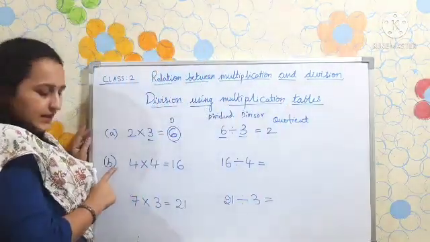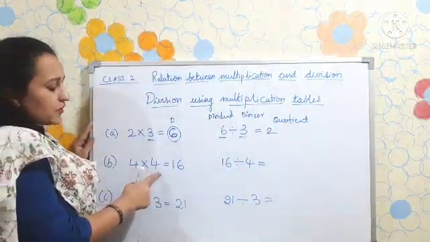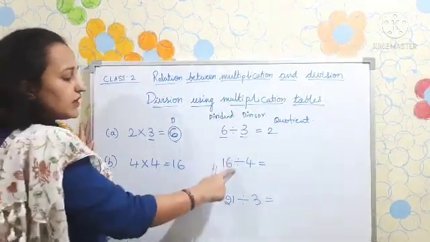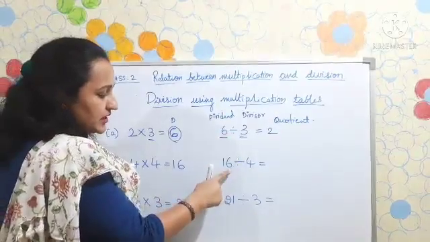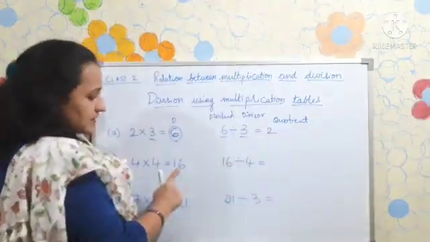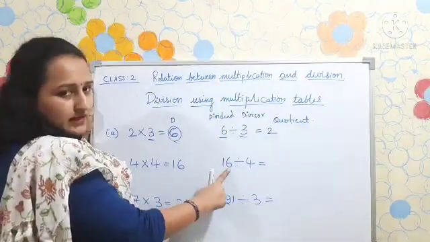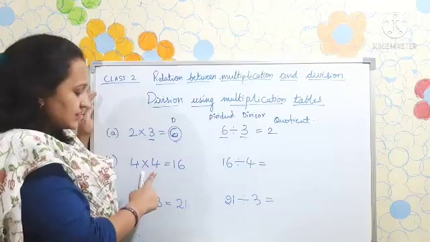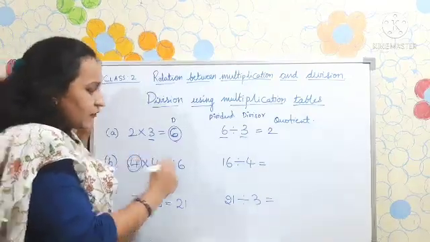Right. Now see the second one. 4 times 4 is 16. By using this multiplication table, we are going to solve the division here. 16 divided by 4 is how much? These two 16s are dividends. 4 and 4 are divisors. And this 4 is the quotient.